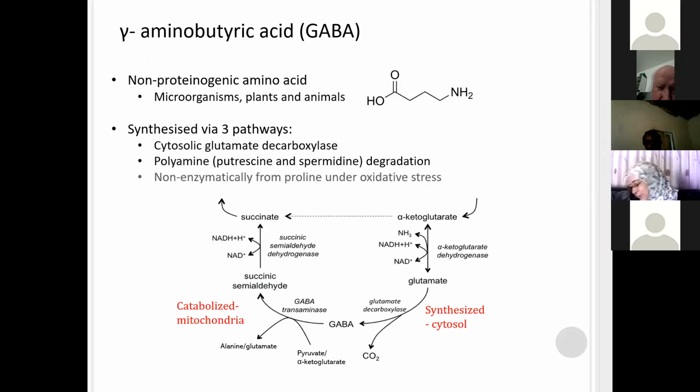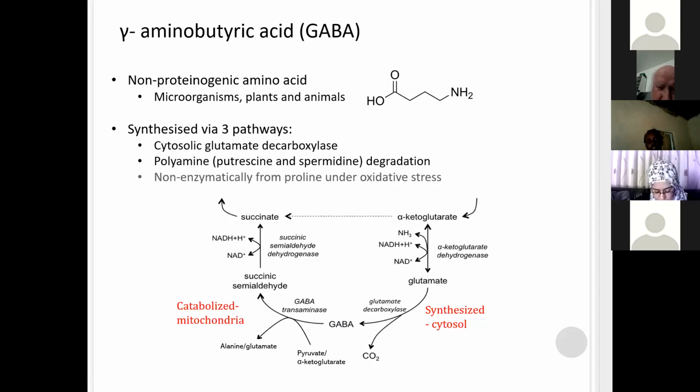And GABA can be synthesized via 3 pathways. The first and the major pathway is via the cytosolic glutamate decarboxylase. And this pathway is depicted here at the bottom. So alpha-ketoglutarate from the tricarboxylic acid cycle is converted to glutamate. Glutamate is then exported from the mitochondria into the cytosol, where it is converted to GABA via the glutamate decarboxylase, or GAD enzyme. Then the GABA is retransported back into the mitochondria, where it's converted to succinic semialdehyde and succinate, and it can then feed back into the tricarboxylic acid cycle.